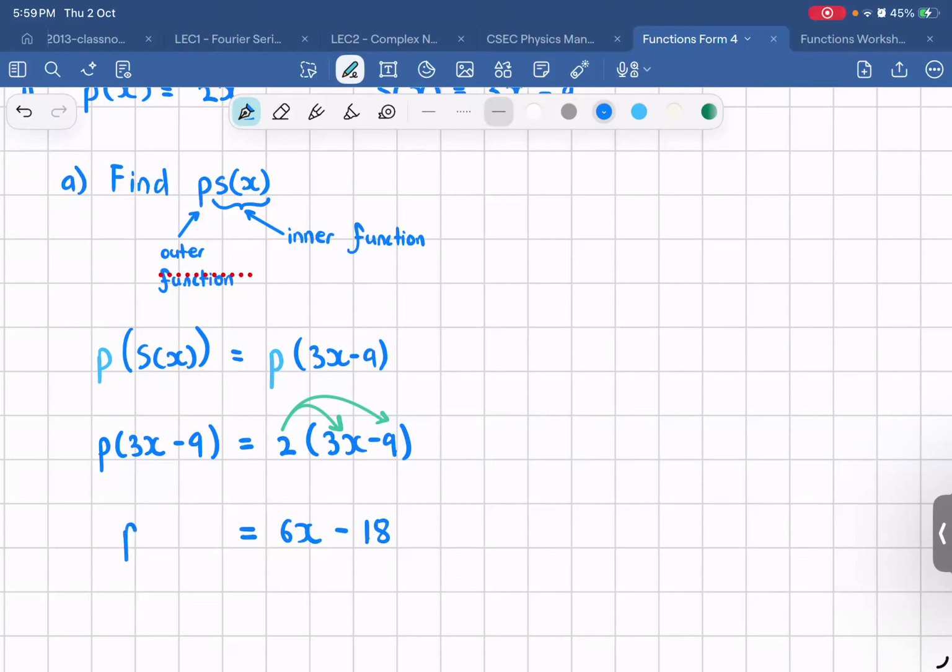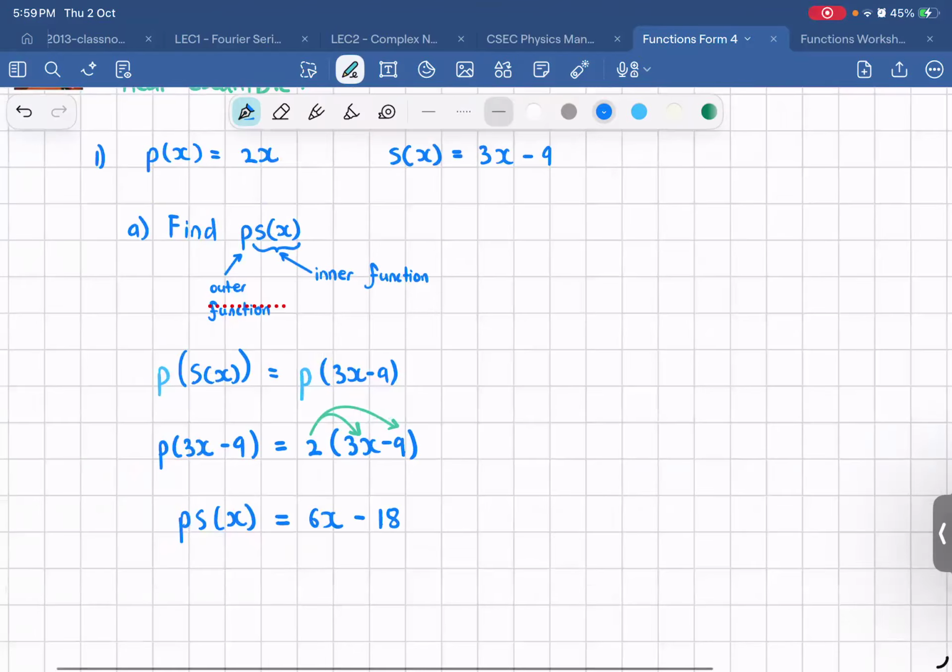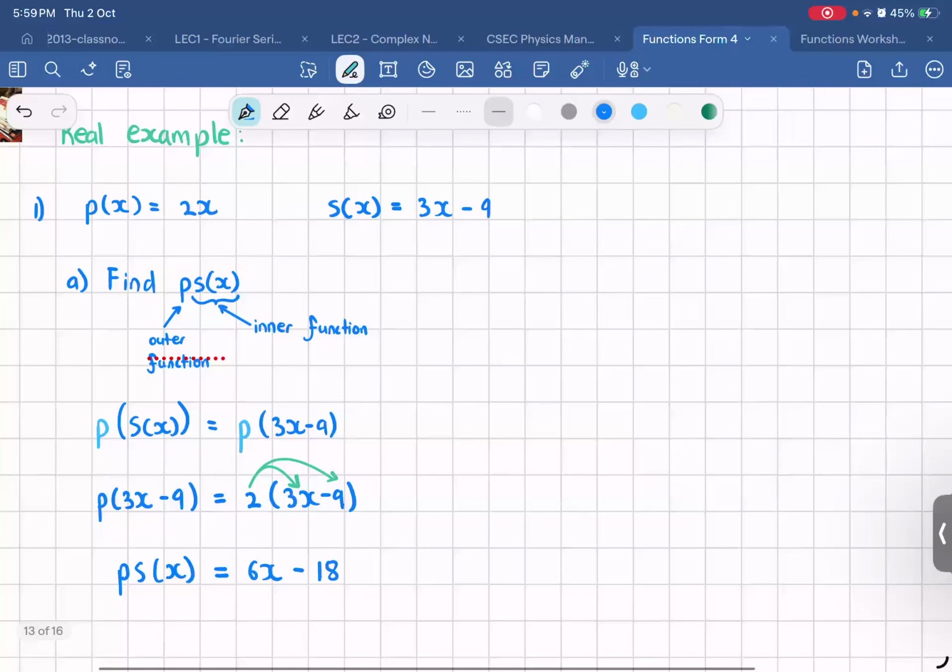So that's what PS of x is equal to. How do you think that was? Like guys, that was stereo easy. I was a little confused at first, but I understand enough. Nice. I'm happy to hear that. So that was one instance, right? So your final answer for PS of x is 6x minus 18, right?